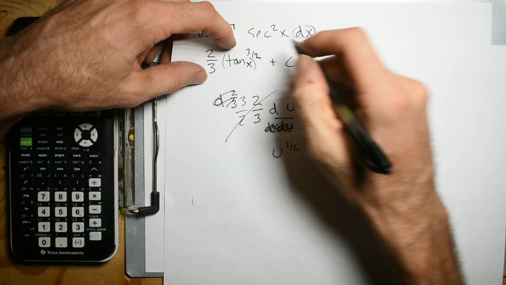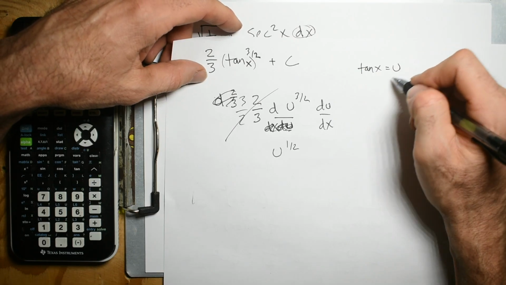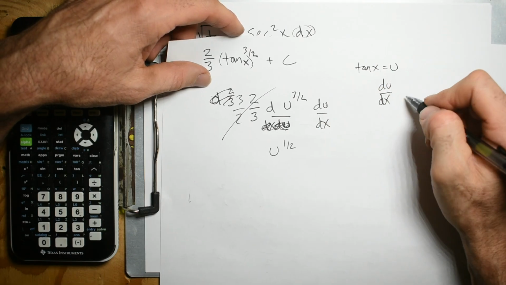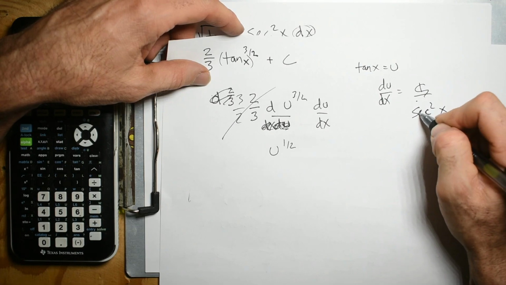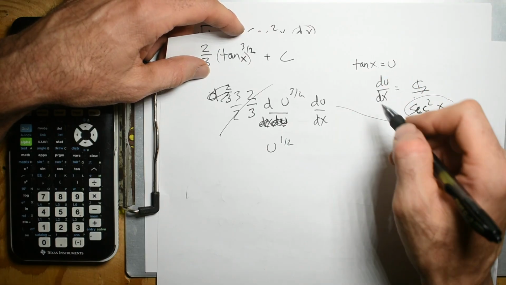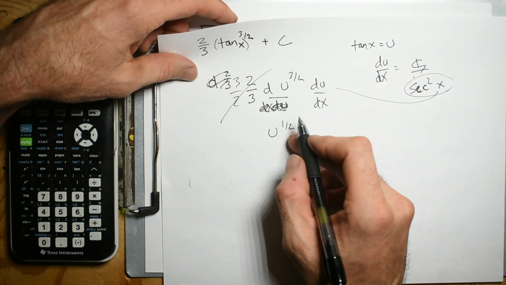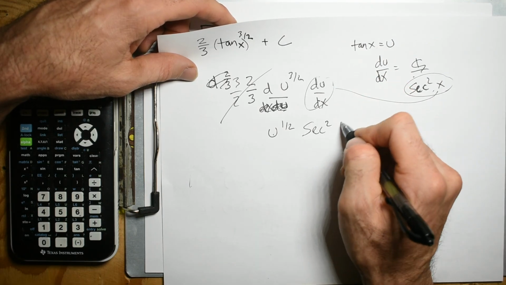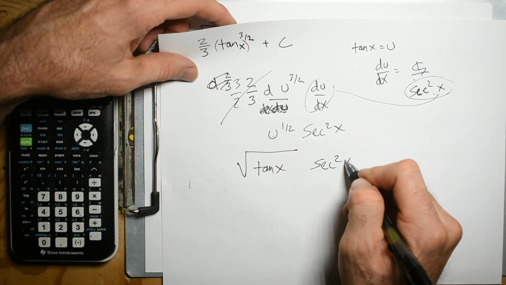If my u is tangent x in this case, then du/dx is this term, and the derivative of that, we already did, was just secant squared x. Not going to do it again, but we did it thoroughly with the product rule and the chain rule, so now I can feel confident that I can do it quickly and put that value in. So this is just u to the 1/2, and then we pick up that term, secant squared x, and that's going to be the square root of tangent x, and then secant squared x.